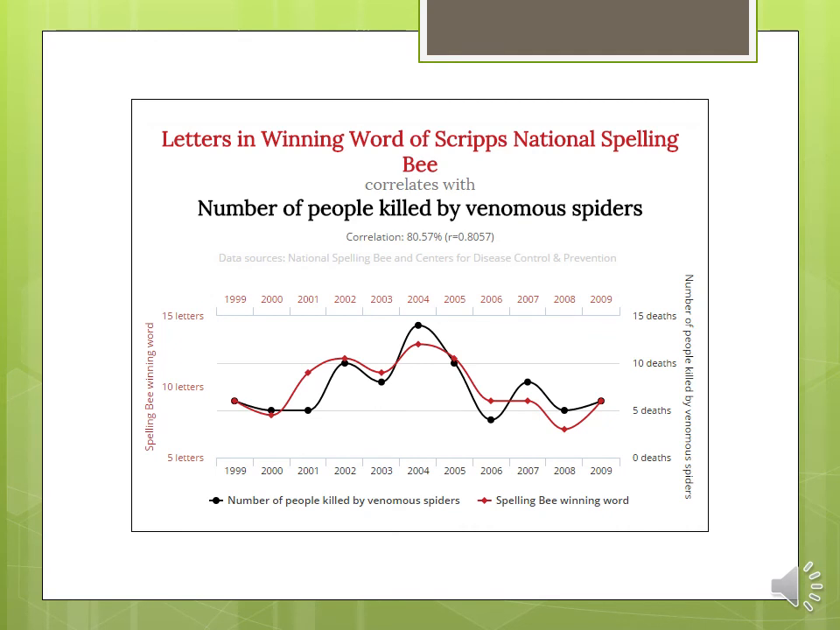There's an entire book about causal or spurious correlations. Like this one right here. Letters in the winning word of the Scripps National Spelling Bee is highly correlated with the number of people killed by venomous spiders. The overlap's almost perfect. The thing is that we would be able to stop people getting killed by venomous spiders by making the words in the spelling bee shorter if this was causal. And obviously this isn't causal. So we're just seeing two variables that seem to have a strange relationship to each other.